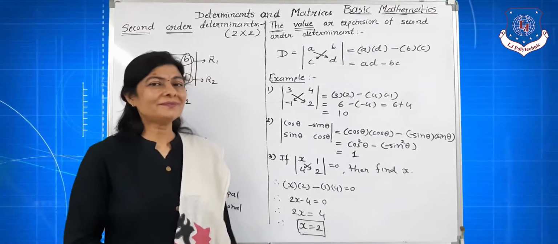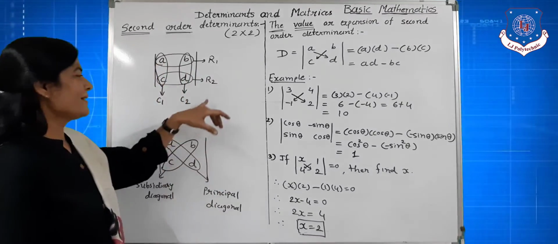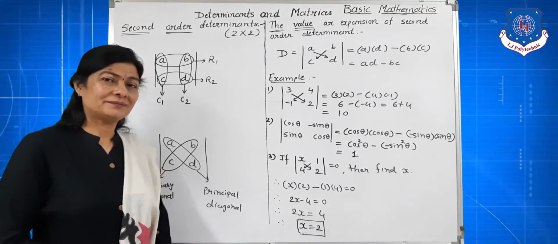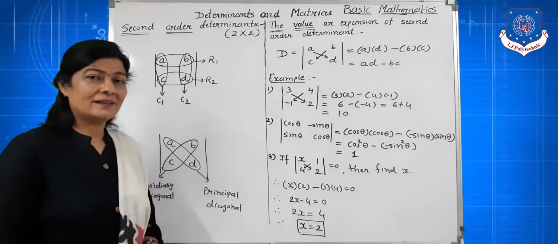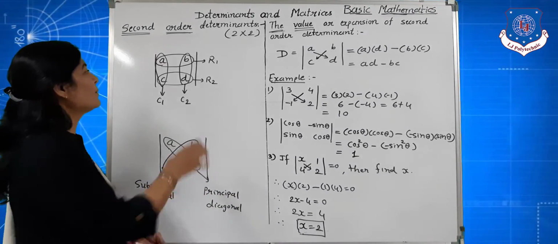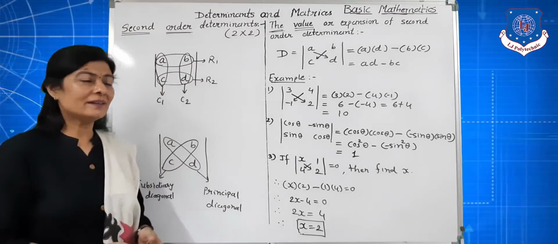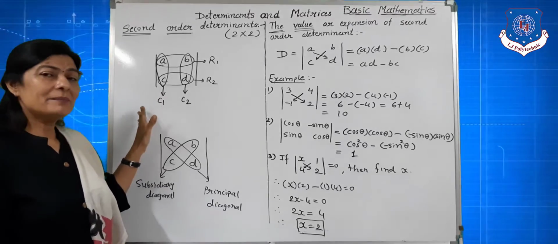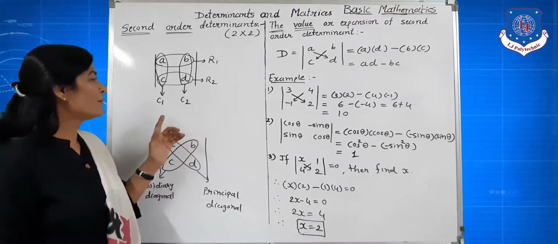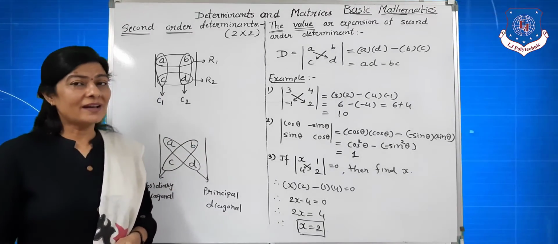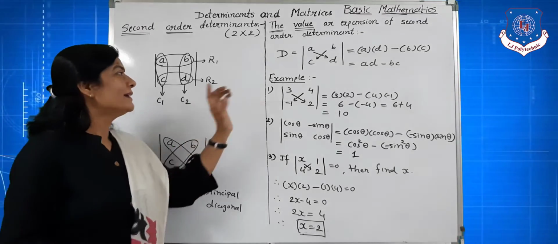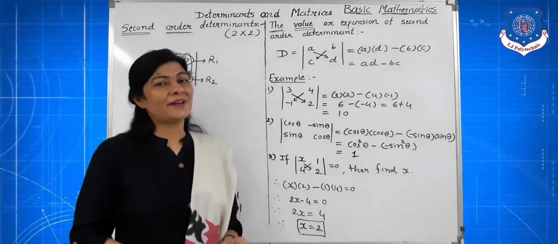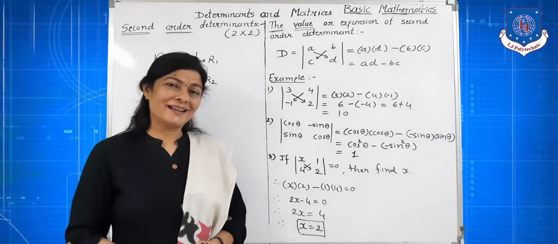Clear? So today we saw second order determinant. In a determinant, elements are enclosed in square array symbol, means two parallel lines. In a determinant always number of rows and number of columns are equal and determinant has a real value. Okay, clear?